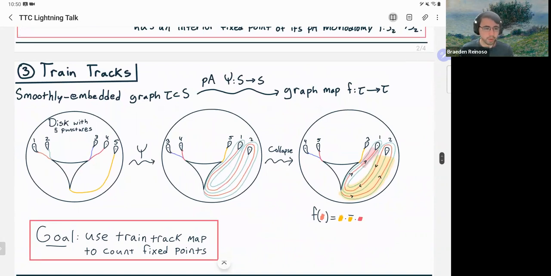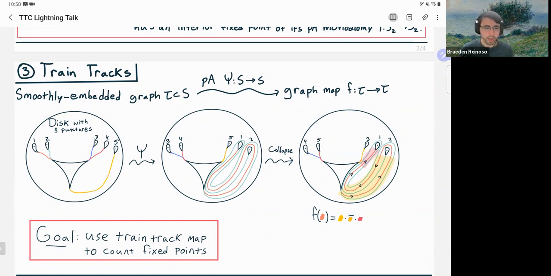How do we prove that fixed point count result now? Well, we use something called train tracks. And you can think about a train track as just some combinatorial representative of your pseudo-Anosov. In particular, it's some smoothly embedded graph in a surface. On the left here, I've drawn an example on the disk with 5 punctures. And why we've done the disk with 5 punctures for this example will become clear on the next slide, but just trust me for now.